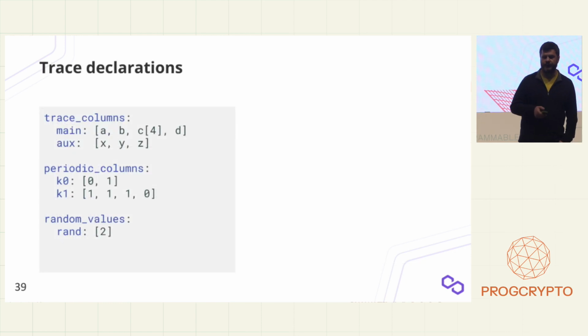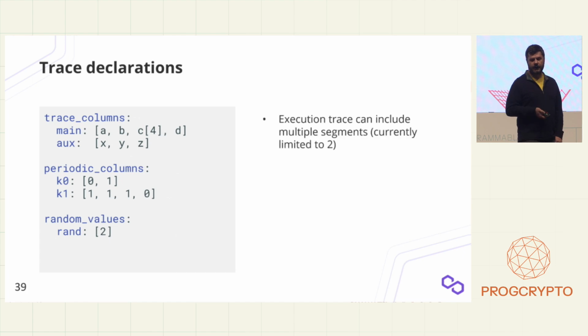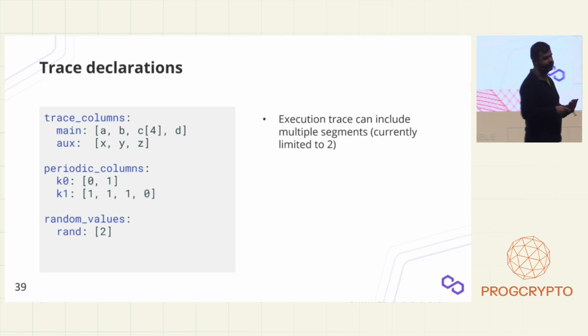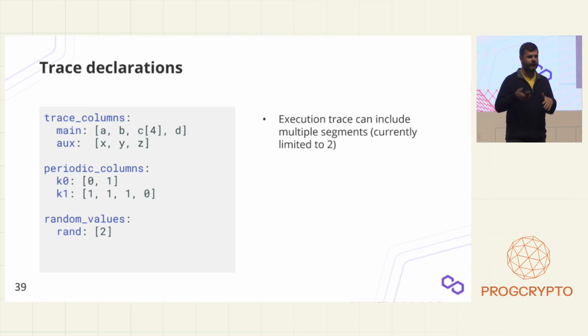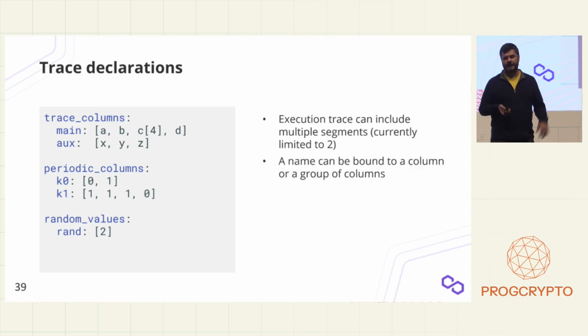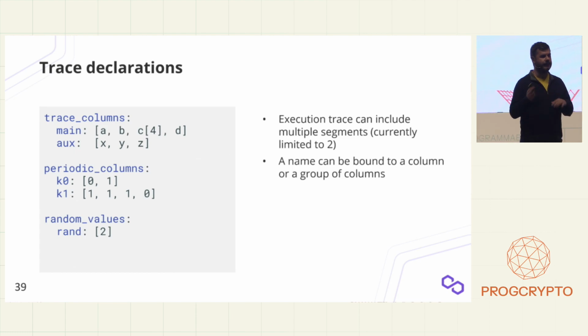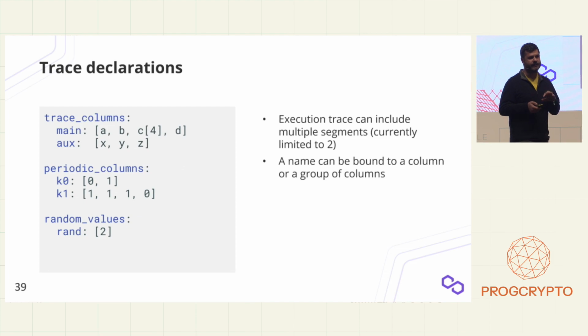To give more concrete examples, this is a trace declaration. You declare trace columns. We currently support two different segments. There is this notion in STARKs where you can have a main trace and an auxiliary trace, and you can define how both of them look. You can name different columns, so A, B, C, D are actually names that we give to columns, so you can refer to them easily, so you don't say column 1, column 2. And you can actually name groups of columns as well. That's very useful in many cases.